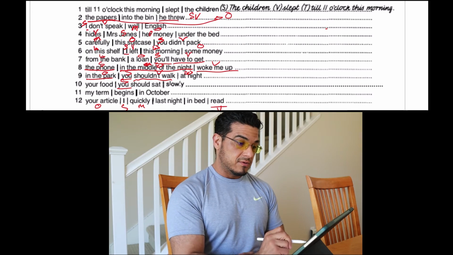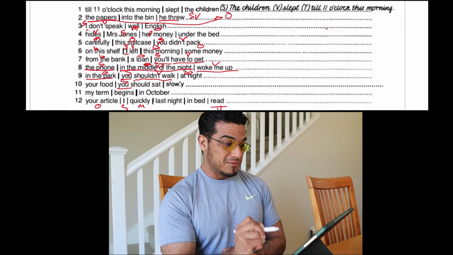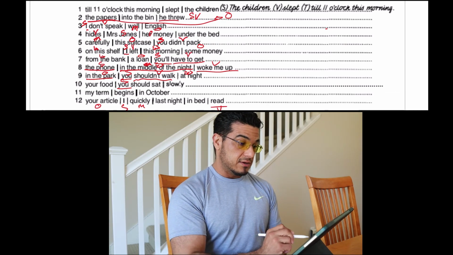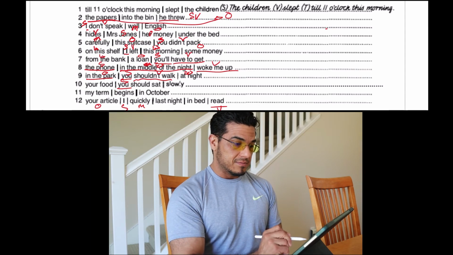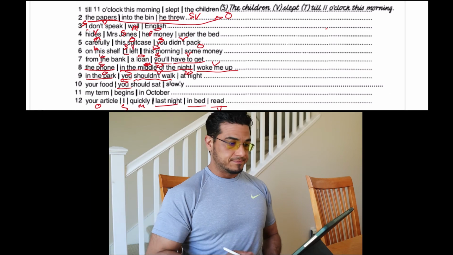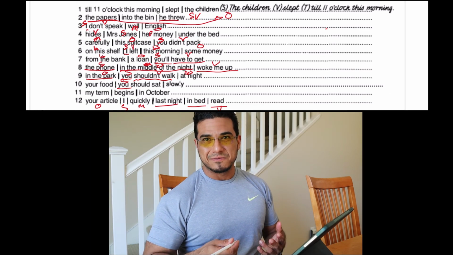And when did I do it? Well, it should be, I read quickly, or I quickly read would also work. Your article last night in bed. So last night in bed. There you go. Or in bed last night. Actually, there's a few ways you can kind of sort this out. Sorry if that was confusing.